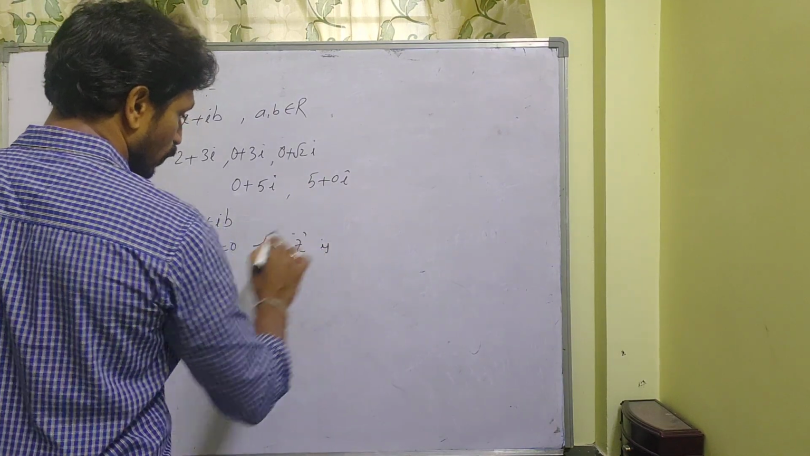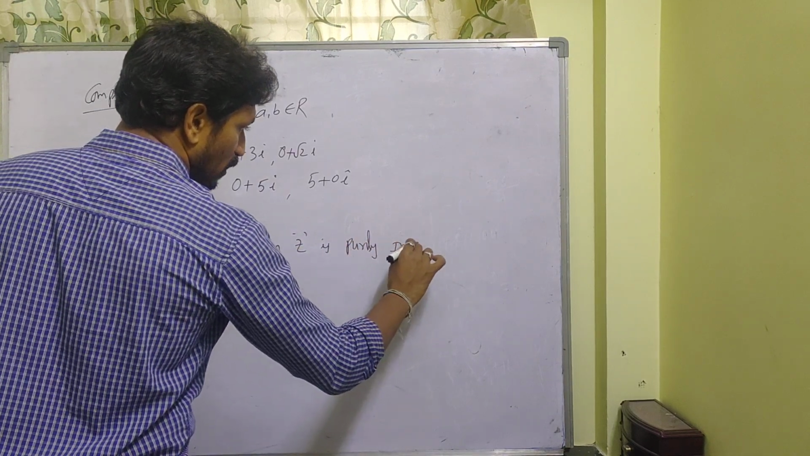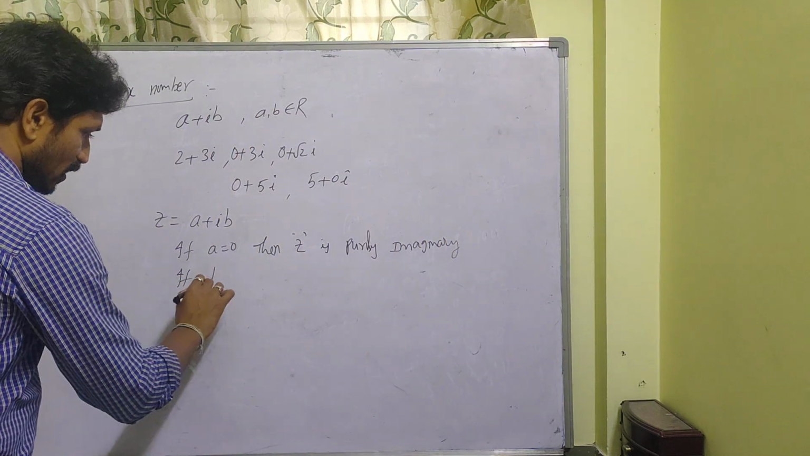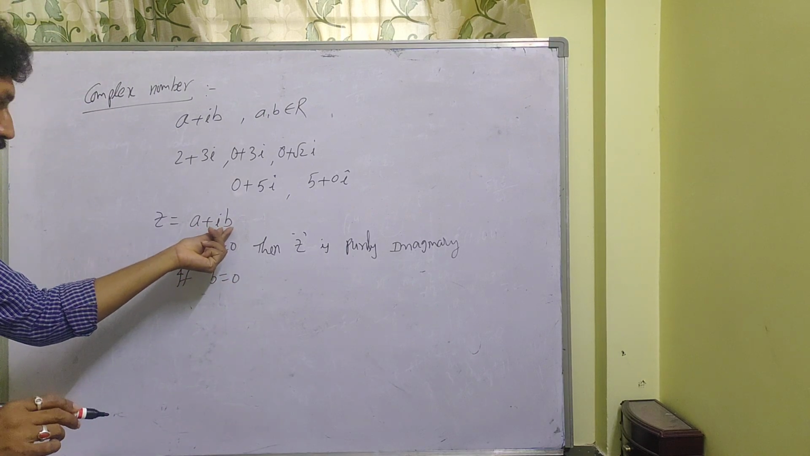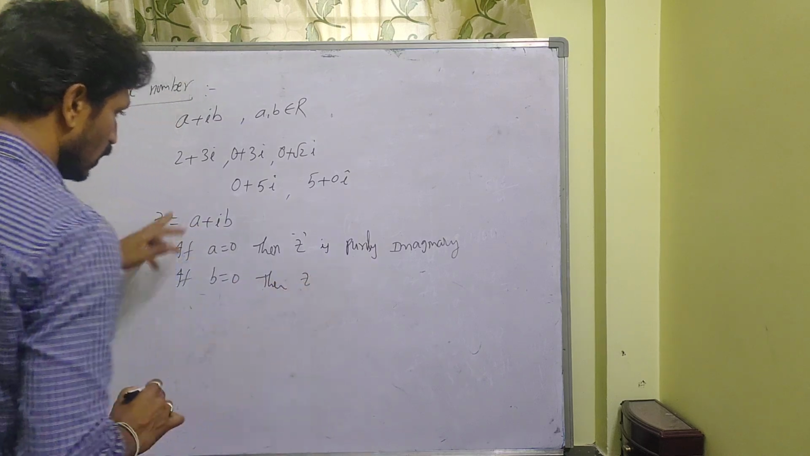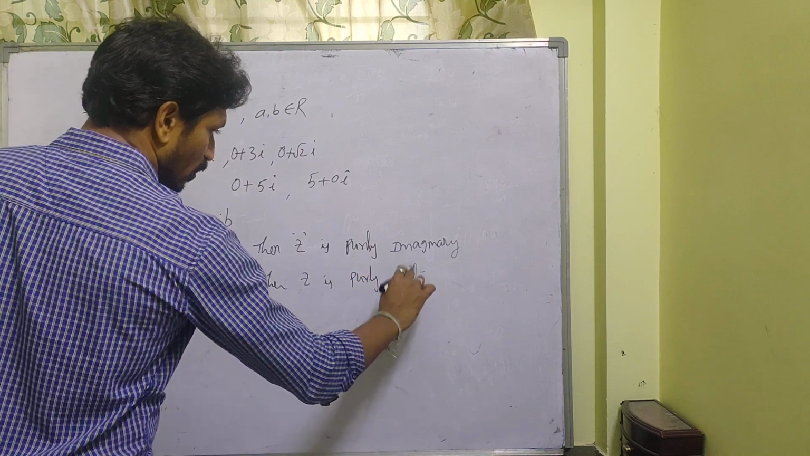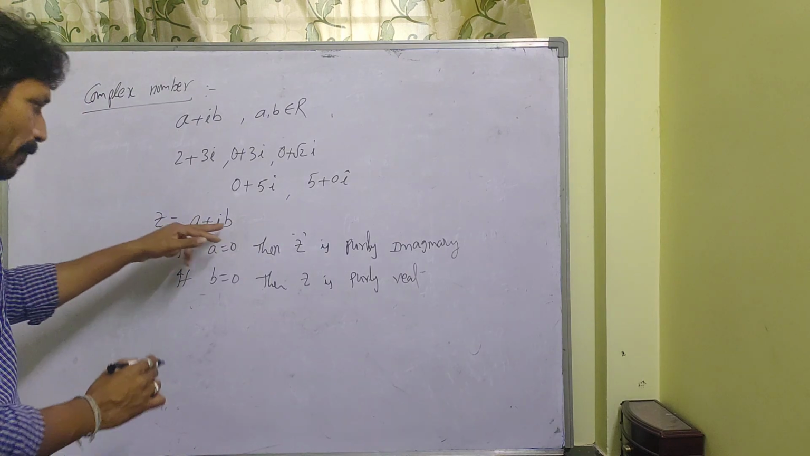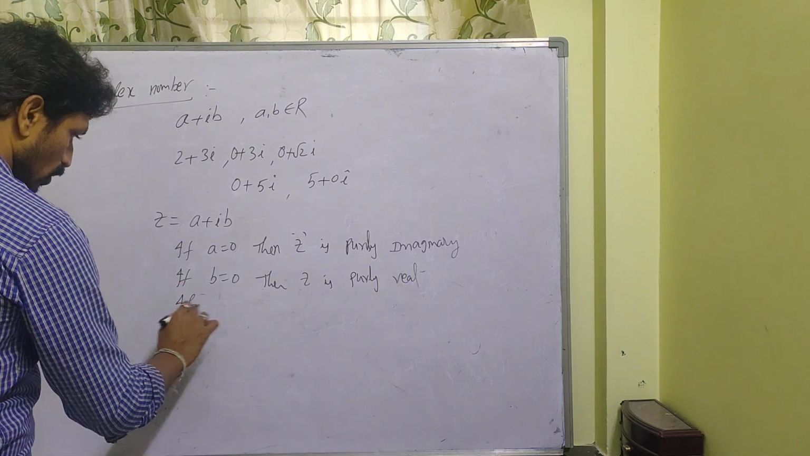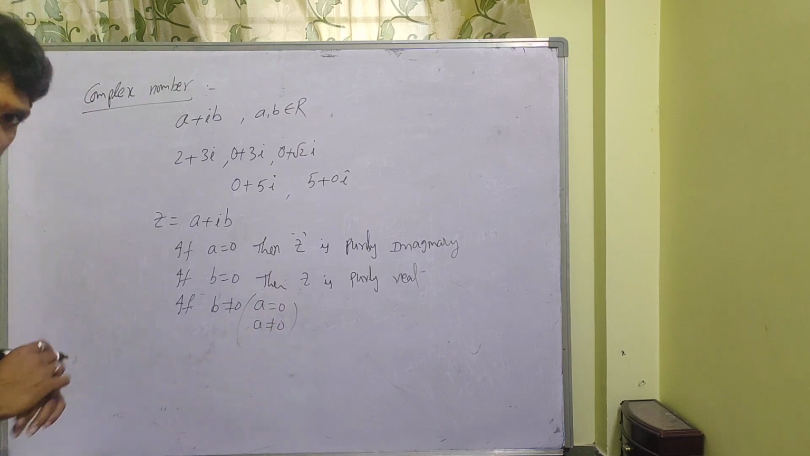Then z is purely imaginary if a is 0. If b is equal to 0, which means the imaginary part is 0, then z is purely real. If b is not equal to 0, then either a is equal to 0 or a is not equal to 0. What can you consider? a is equal to 0 or maybe a is not equal to 0.